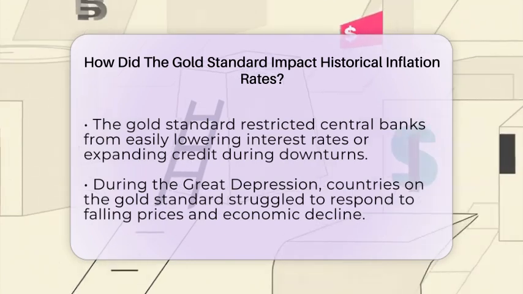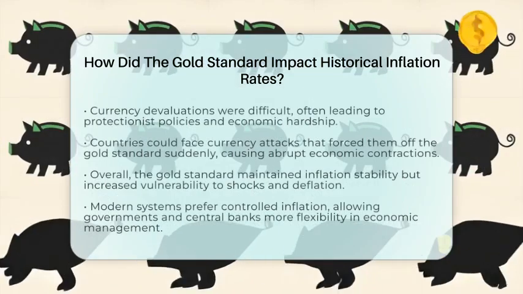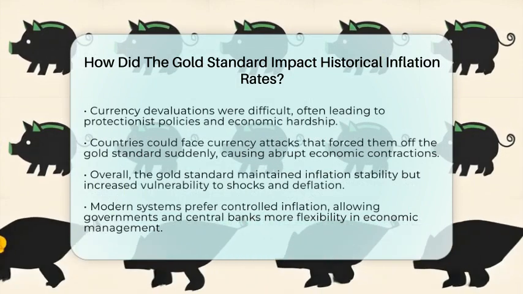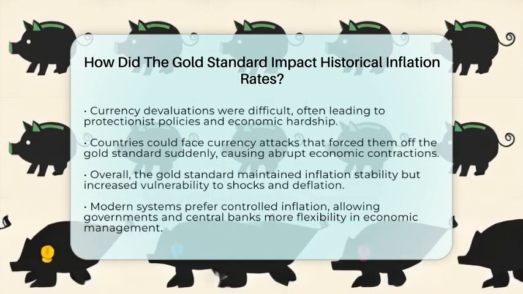Sometimes, countries faced speculative attacks on their currencies, which could force them off the gold standard suddenly. When that happened, it often caused abrupt contractions in the money supply and worsened economic problems.